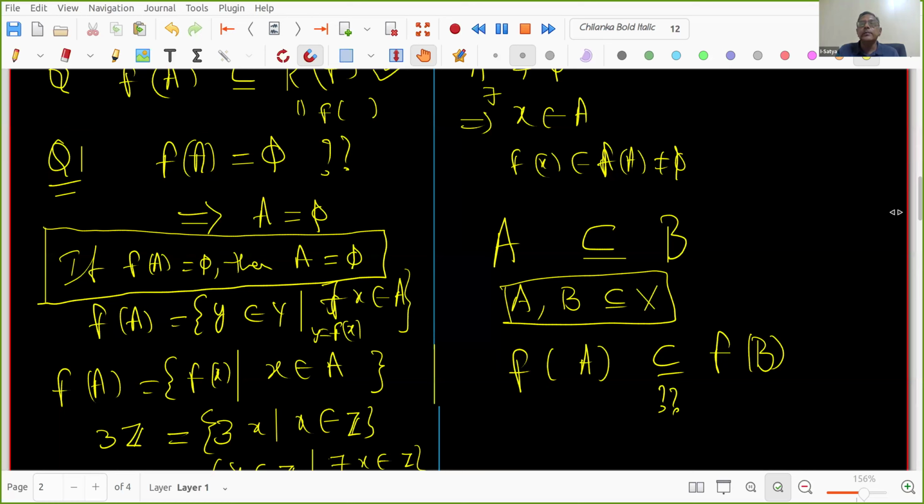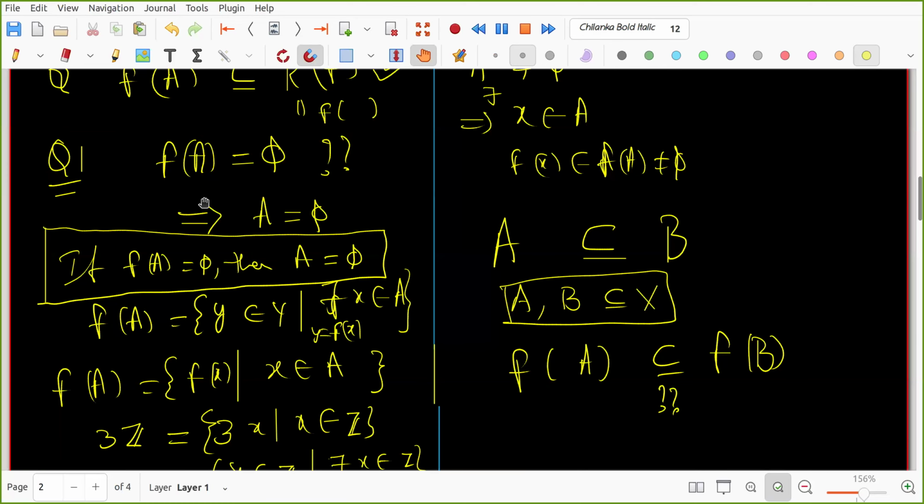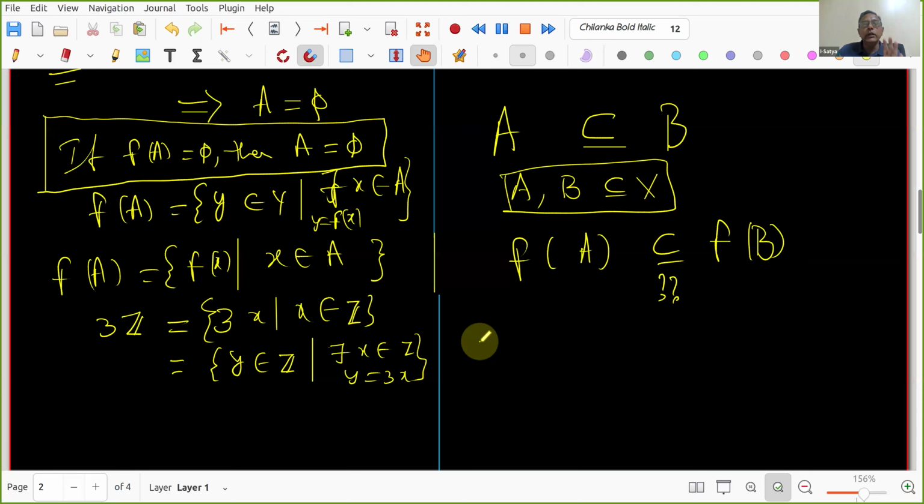Yeah, Harit Panwar. Sir, first of all, we will take an element from f of A. Okay, wait, slowly we'll go. Which element? y. y belongs to f of A. Okay, right. So by definition of function, we can say there exists a in A such that y is equal to f of a.